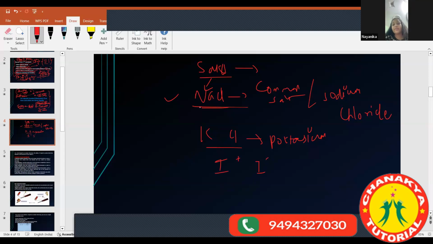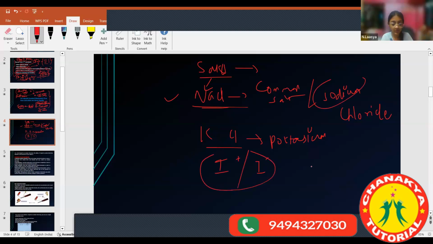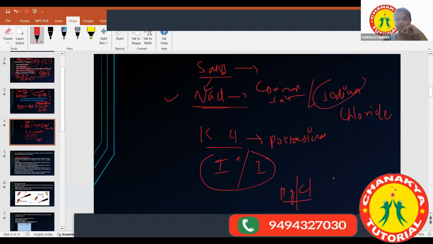Iodine. No, they are common salt. They are sodium chloride. Iodine doesn't come there. So iodine is something very different. That is sulfur type. We have something called MgCl also, magnesium chloride.